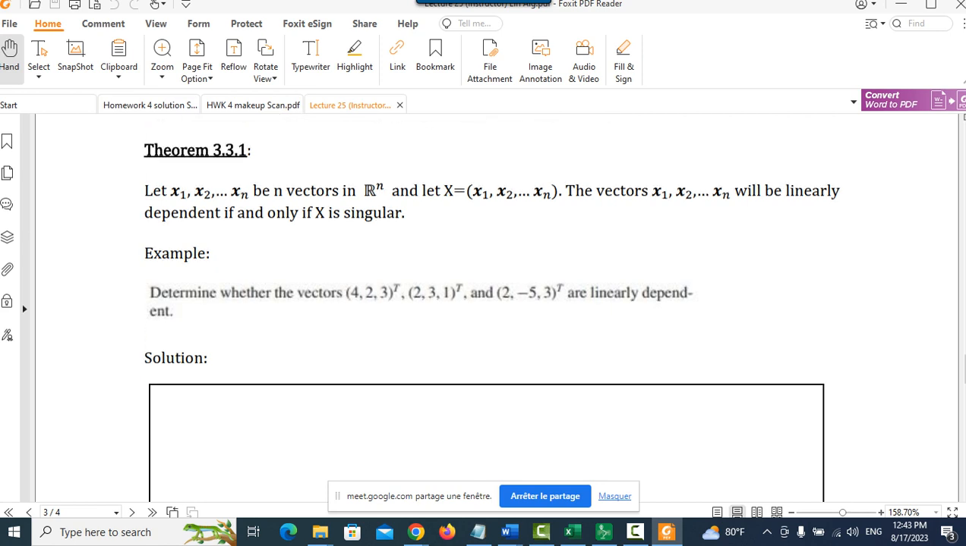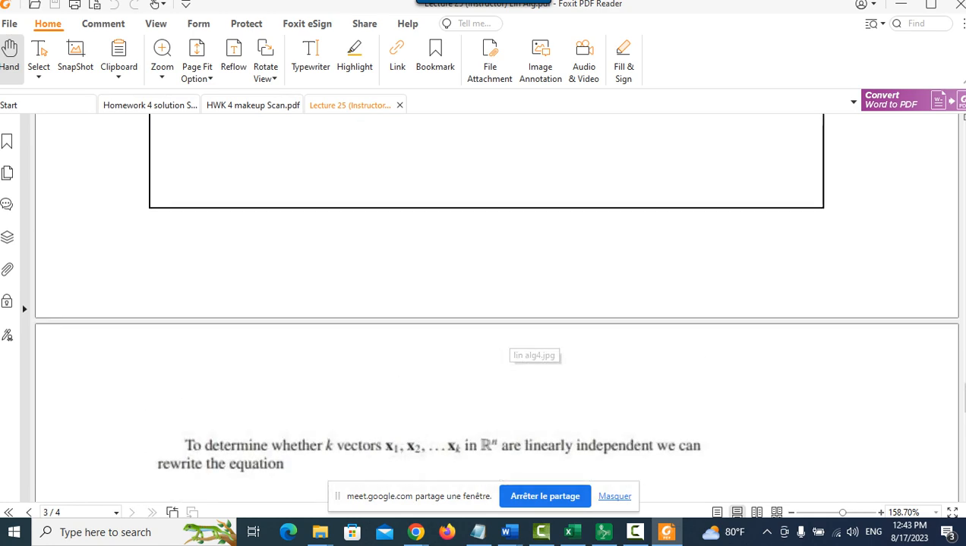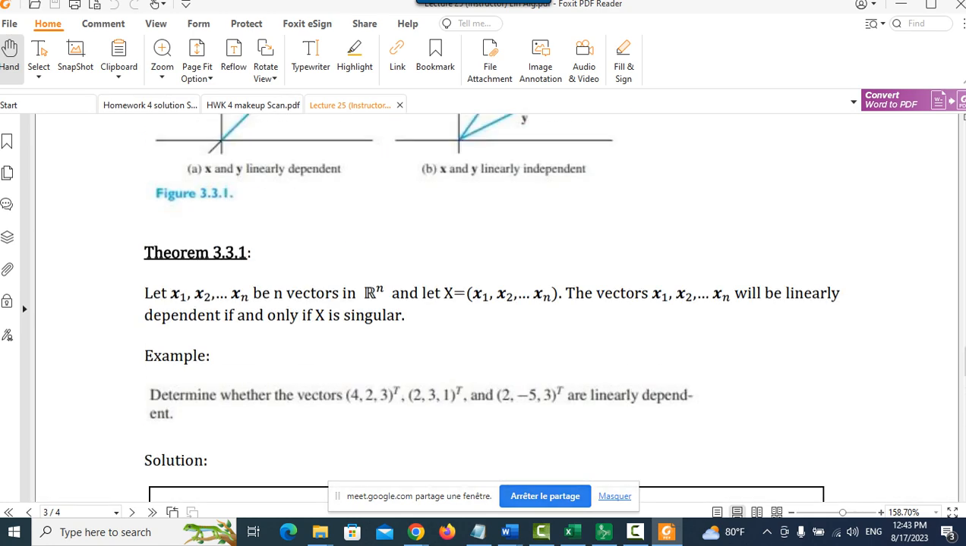Now here we have: determine whether the vectors (4, 2, 3) transpose, (2, 3, 1) and (2, -5, 3) are linearly dependent. Okay, so let me try to solve this.